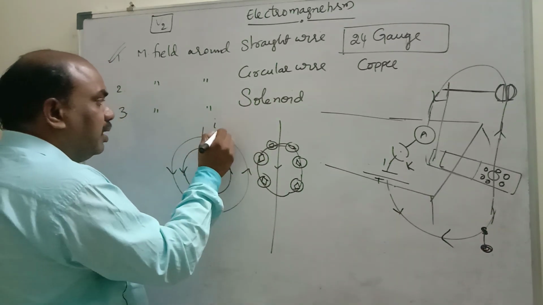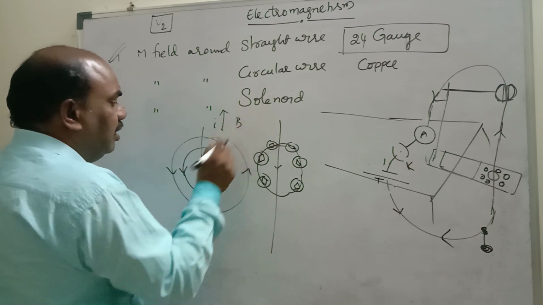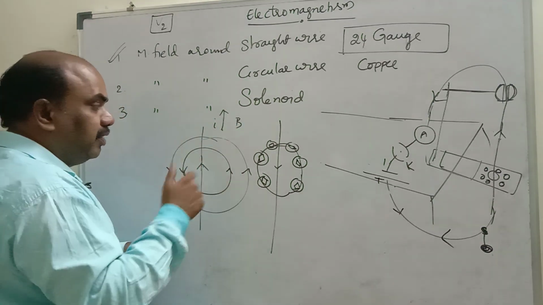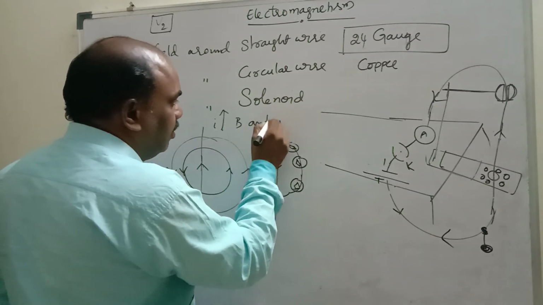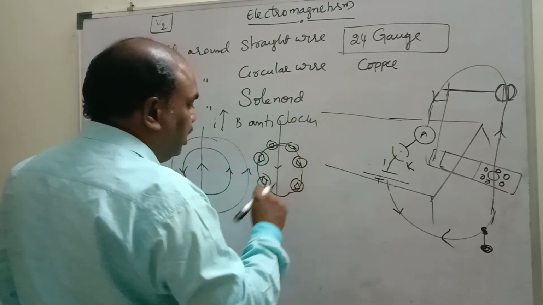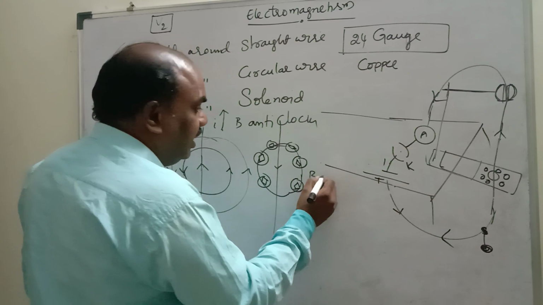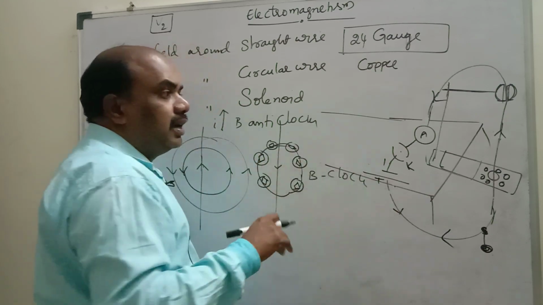If current is up, what is the magnetic field? Current is up, magnetic field is anti-clockwise. If current goes down, the magnetic field is clockwise. Remember, right hand thumb rule.